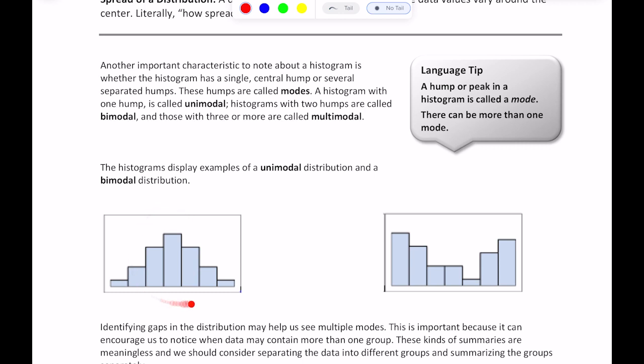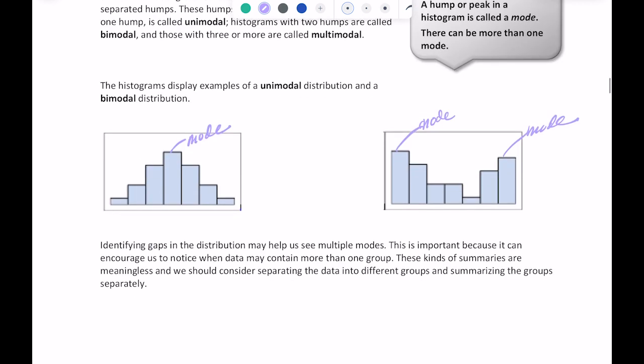Okay, so here's an example of unimodal. The mode is right here in the center. It's where the peak is. And then we've got two modes here. We have a mode there, and we also have a mode there. Okay, and the mode is the number that occurs the most. So this would be your unimodal distribution, and this is the bimodal distribution.